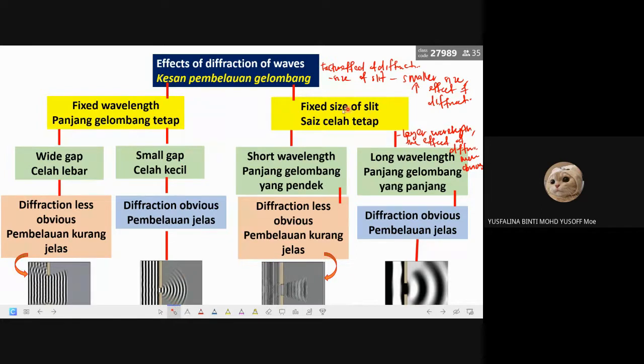Okay, and then for this one, you just use the same size of slit, but you change the wavelength. If you use a short wavelength, the diffraction will be less obvious. It will just produce like this, like in the diagram here. But if you use a long wavelength, then the diffraction will be more obvious. So the wave will become more circular.